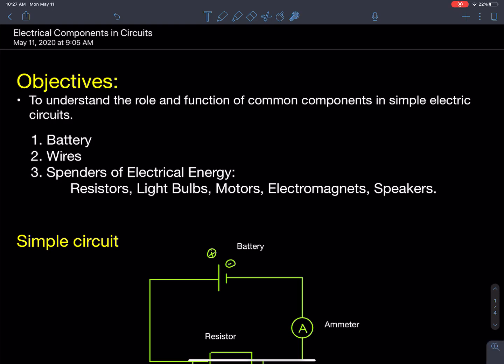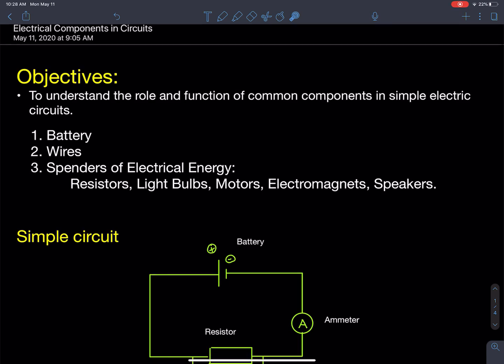So the objectives for the lesson today are to understand the role and function of common components in simple electric circuits. The components we're going to talk about are batteries, wires, and what I call spenders of electrical energy. In a circuit we always have spenders, and these spenders are resistors, light bulbs, motors, electromagnets, speakers. Those are just some examples, and we're going to limit our discussion to these things.